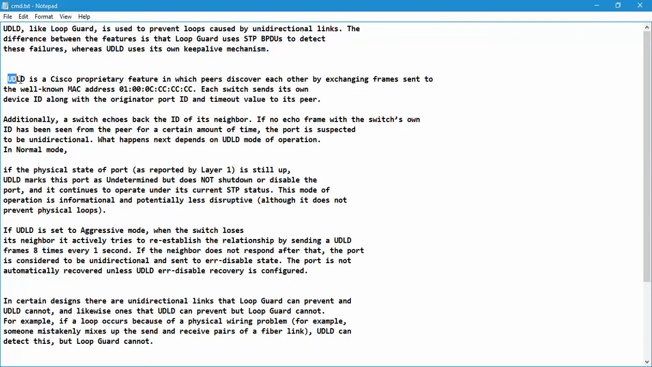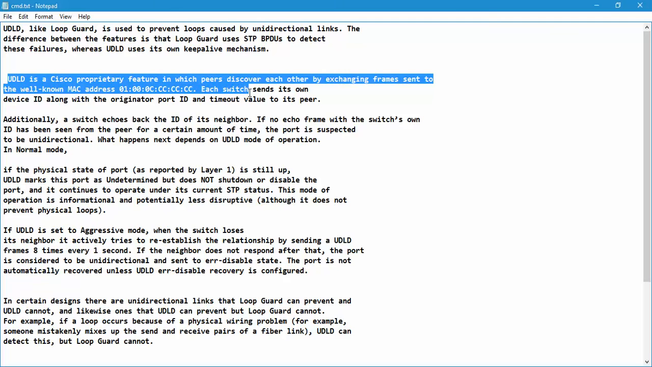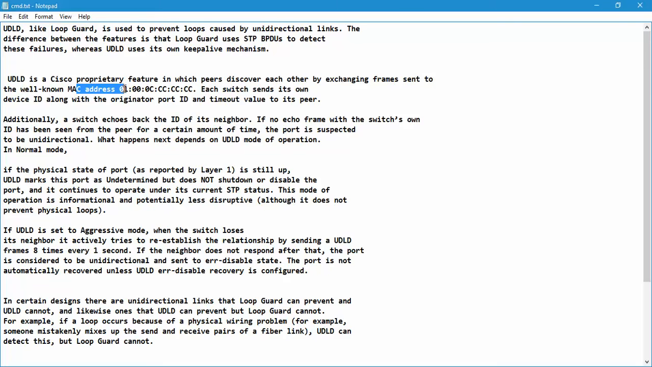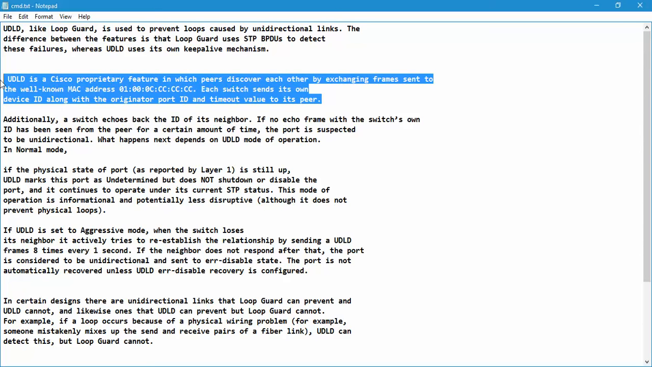بيقول لي عن اليو دي ال دي it's a Cisco proprietary feature in which peers discover each other by exchanging frames sent to the well-known multicast address. There are two multicast addresses. Each switch sends its own device ID along with the originator port ID and timeout value to its peer. It's like يعني حاجة أنت بتدير معاها وبتبعت لها كيب أليف زي هلو مسج كده.